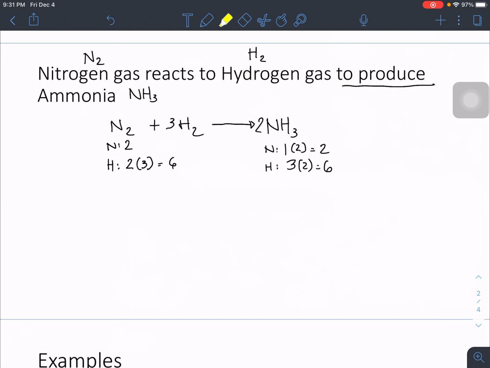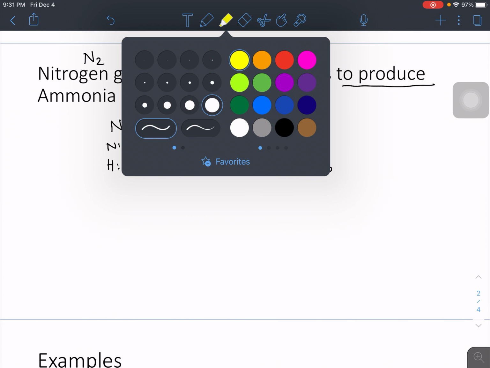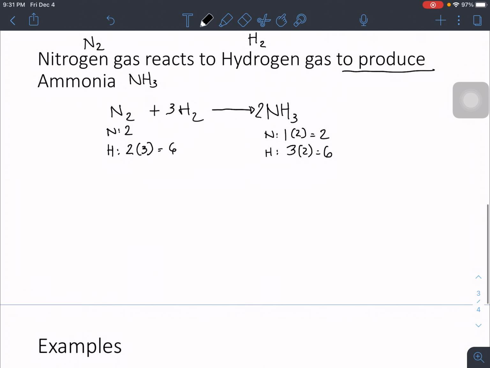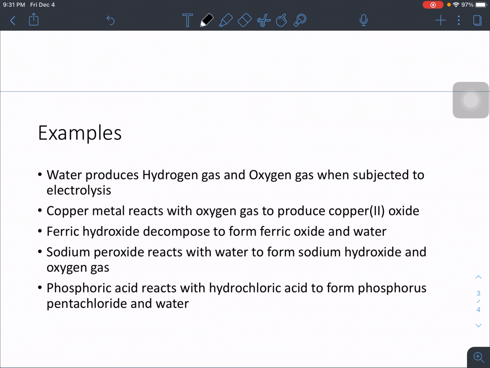Okay, so this will be the balanced chemical equation. Okay, so let's have other examples.